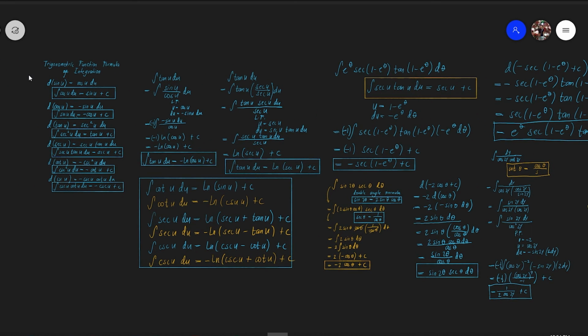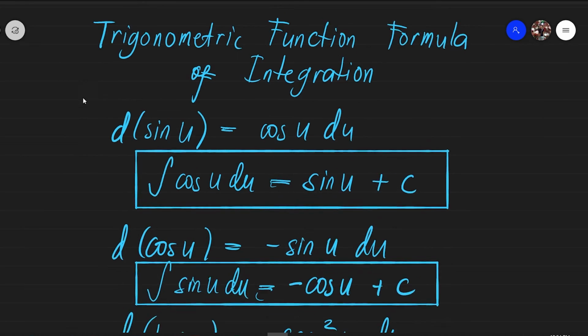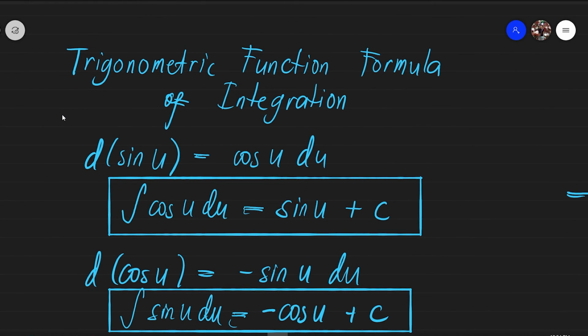This is the trigonometric function formula of integration.